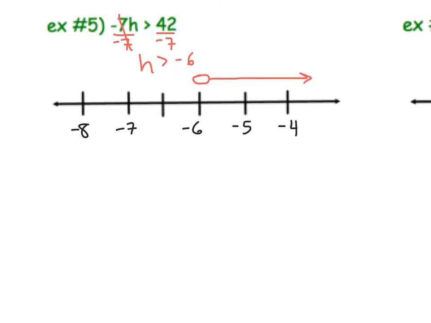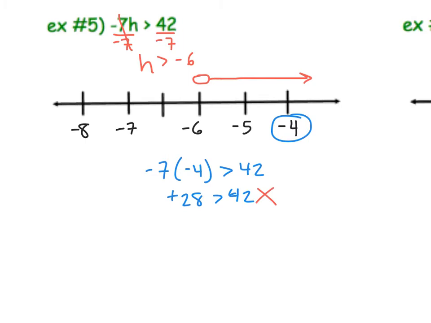Now here's where checking your solution is important. I'm again going to choose a value that's greater than negative 6, say negative 4, and plug this into my equation. My equation is negative 7h greater than 42, so I'm going to write negative 7 times negative 4 instead of h. Is that greater than 42? Negative 7 times negative 4 gives you positive 28. Is that greater than 42? Well, think about it. 28 is not greater than 42. So this does not work. Meaning, when I graph this, these solutions are not right.